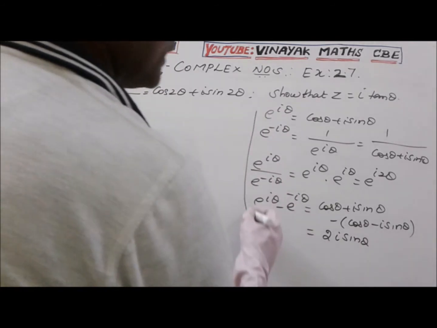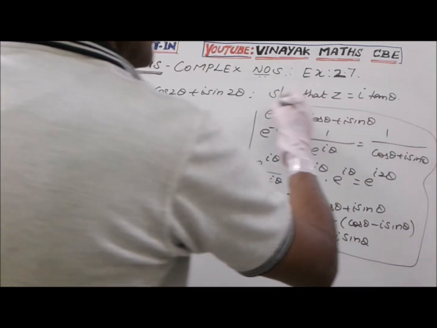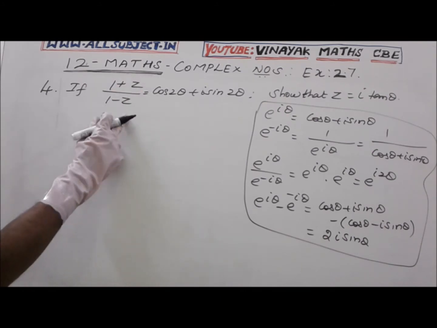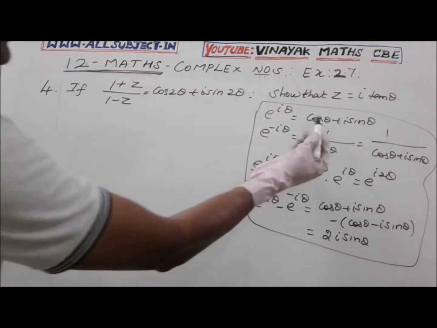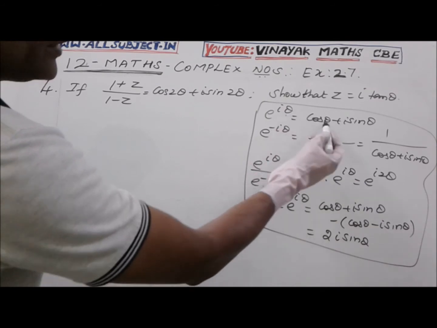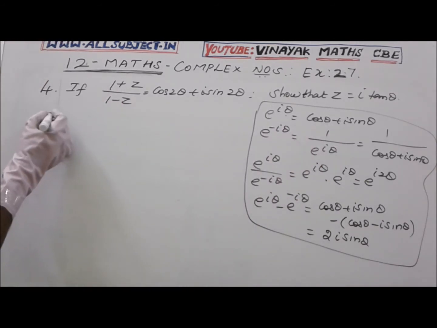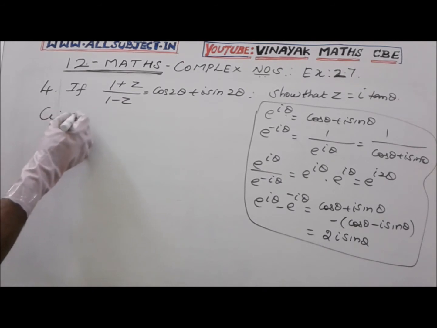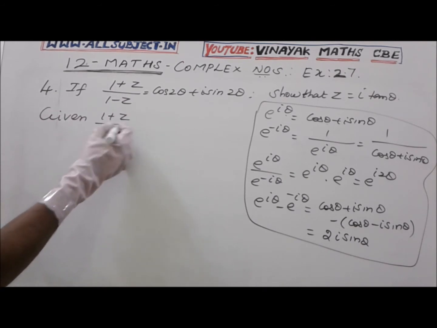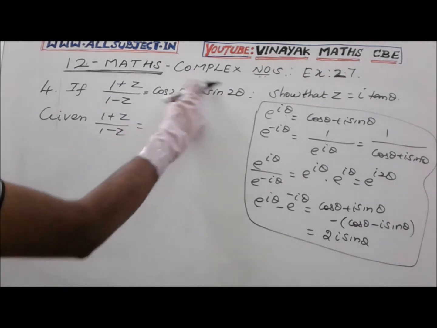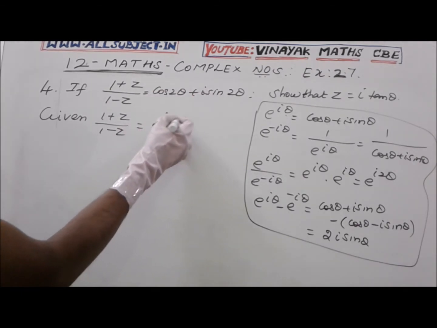These are the results needed when we apply them in this problem. When we know these results, we can easily complete it. So here, given 1 plus z by 1 minus z, we can write theta as e power i theta. If 2 theta appears, that is e power i 2 theta. So from the given result, 1 plus z by 1 minus z equals cos 2 theta plus i sin 2 theta, we can write it as e power i 2 theta.